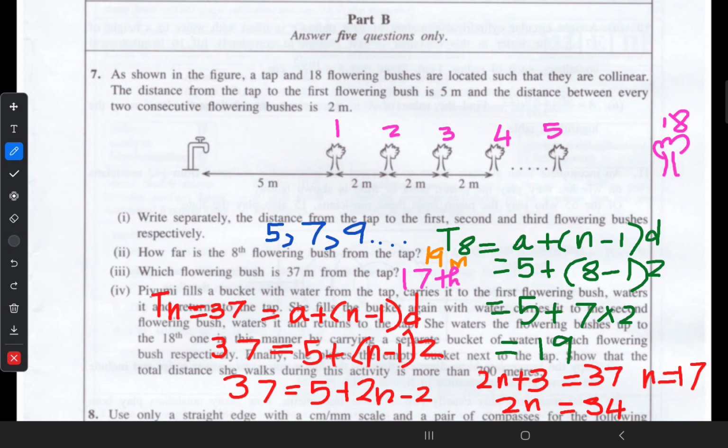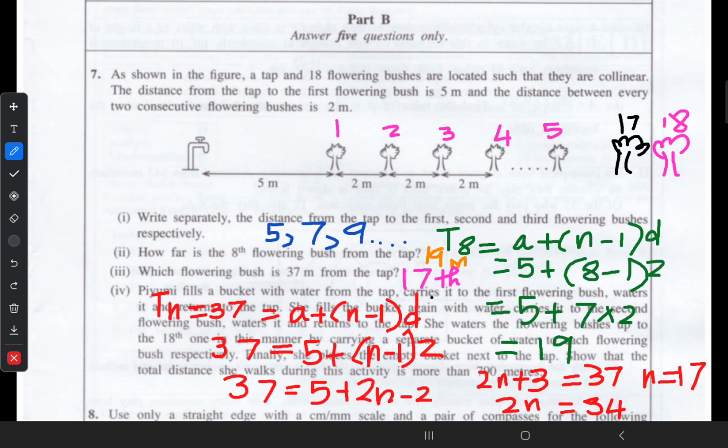Let's recall the question from the beginning. This is the location of the tap. Each bush is situated apart from the tap respectively. There are totally 18 bushes. First question: 5, 7, 9, that's easy. 8th flowering bush, how far? So that is 19 meters, T8. Simple. Then Tn is given, 37 meters is the location. So which bush is that? That should be the 17th one. So we can get a conclusion.